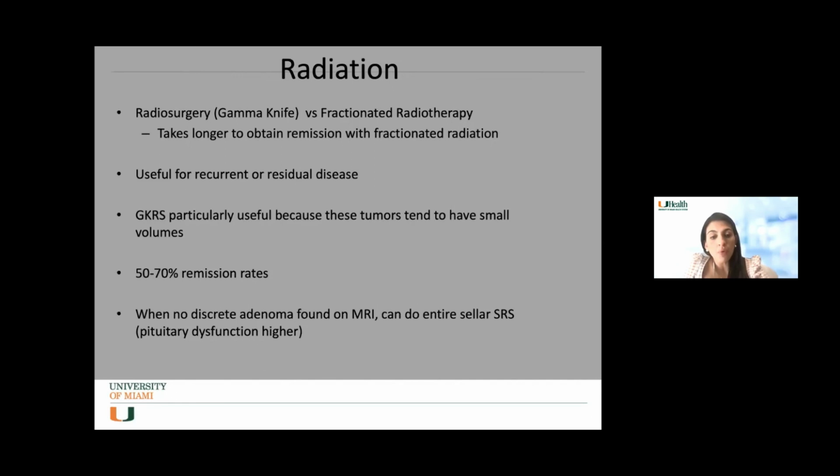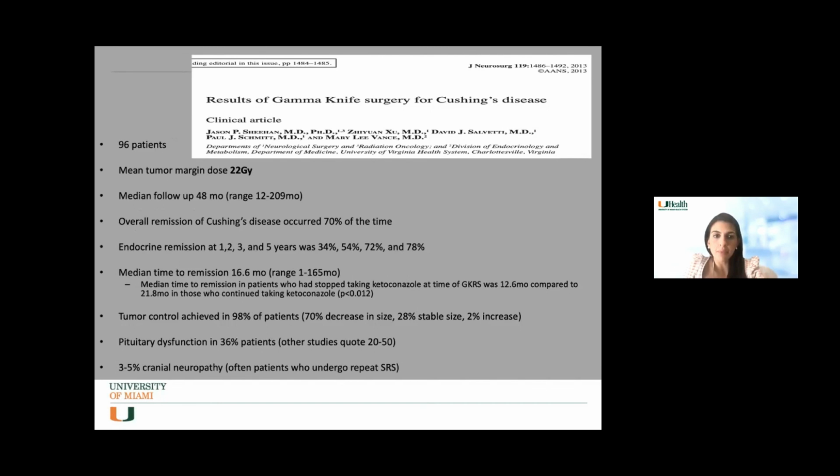And also one important thing to keep in mind is when you don't have a discrete adenoma found on MRI, say you've done your exploration and you haven't gotten a biochemical remission, you can do entire cellular SRS, right? Your pituitary dysfunction is going to be higher than your usual 25 to 40%, but you can do entire cellular SRS in order to try to get a little bit of biochemical control.